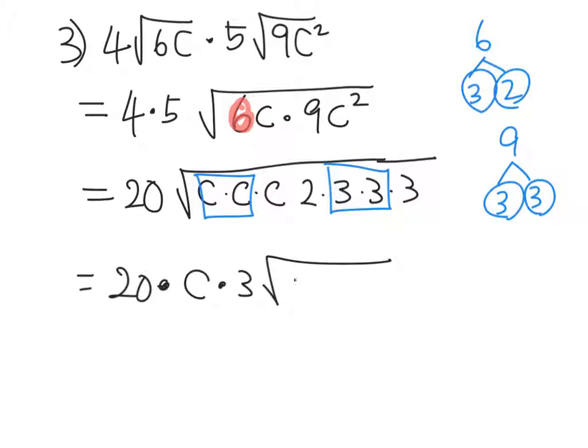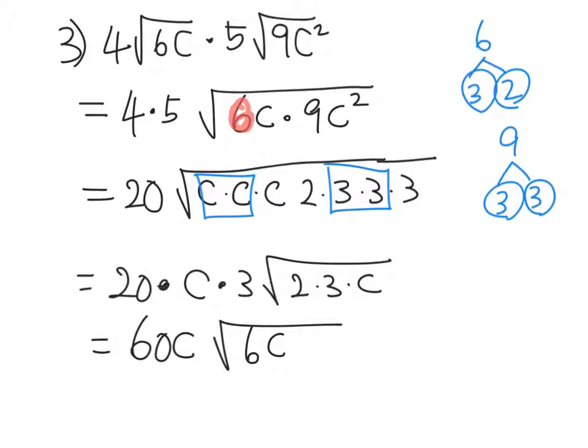You're going to multiply them all together. 2 times 3 times C. So 20 times 3 is 60, C. And then inside the square root is 2 times 3, which is 6, and then C. And that is my answer, right? So here we did 3 questions that were on the test.